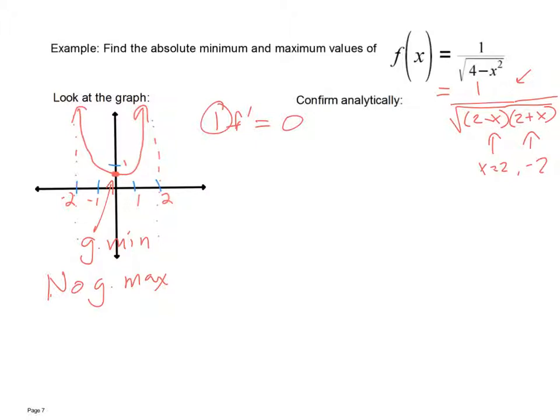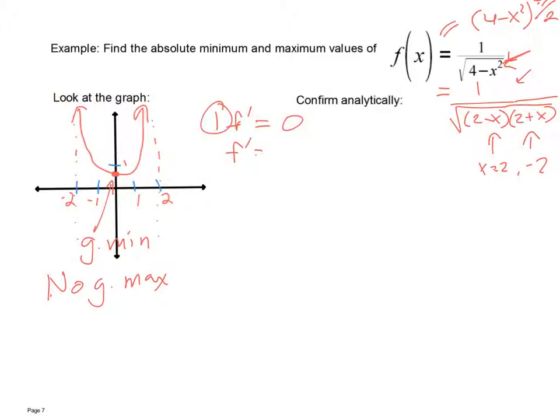So first of all, f prime equals 0. Well, remember that this guy is really 4 minus x squared to the negative 1/2 power. That's a negative 1/2 power, okay? Because it's on the bottom and it's a square root. Square root's a half power, but to make it not be on the bottom, I change it to negative half. Now you could do quotient rule if you like. I don't want to do it, it's just extra work.